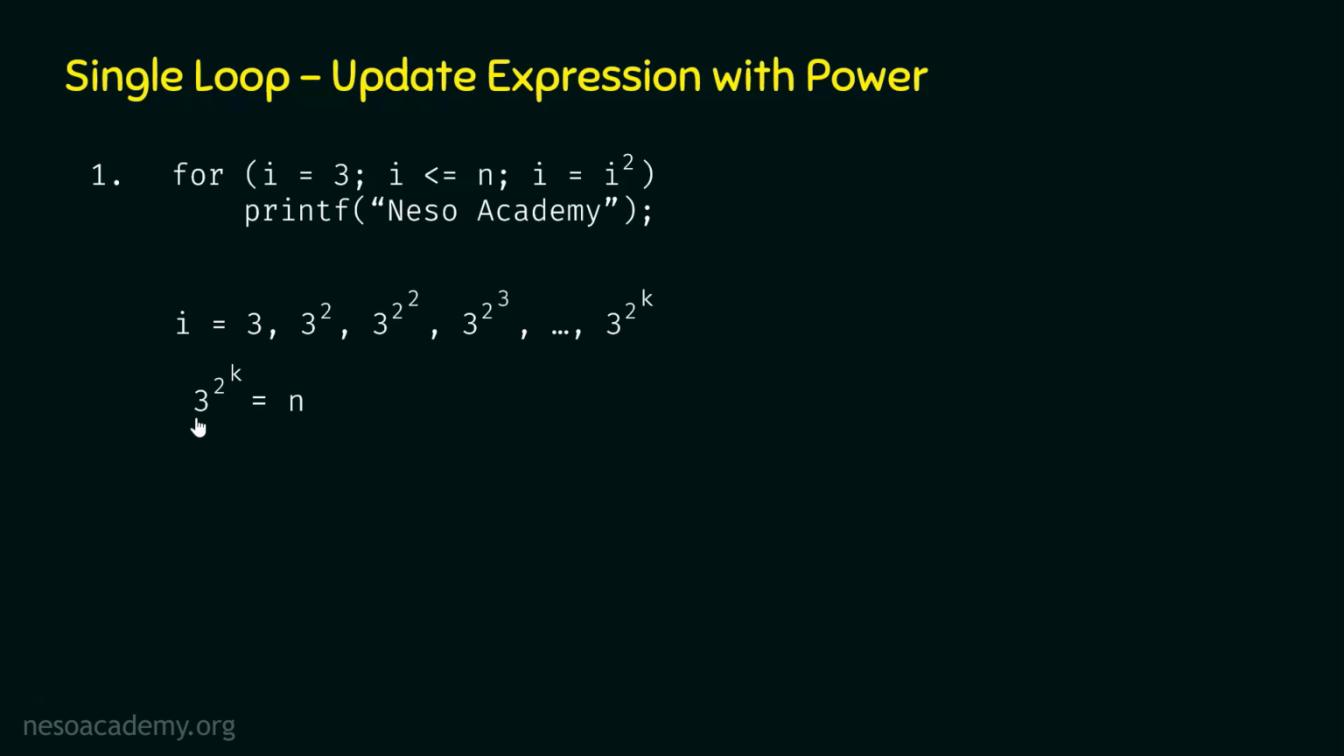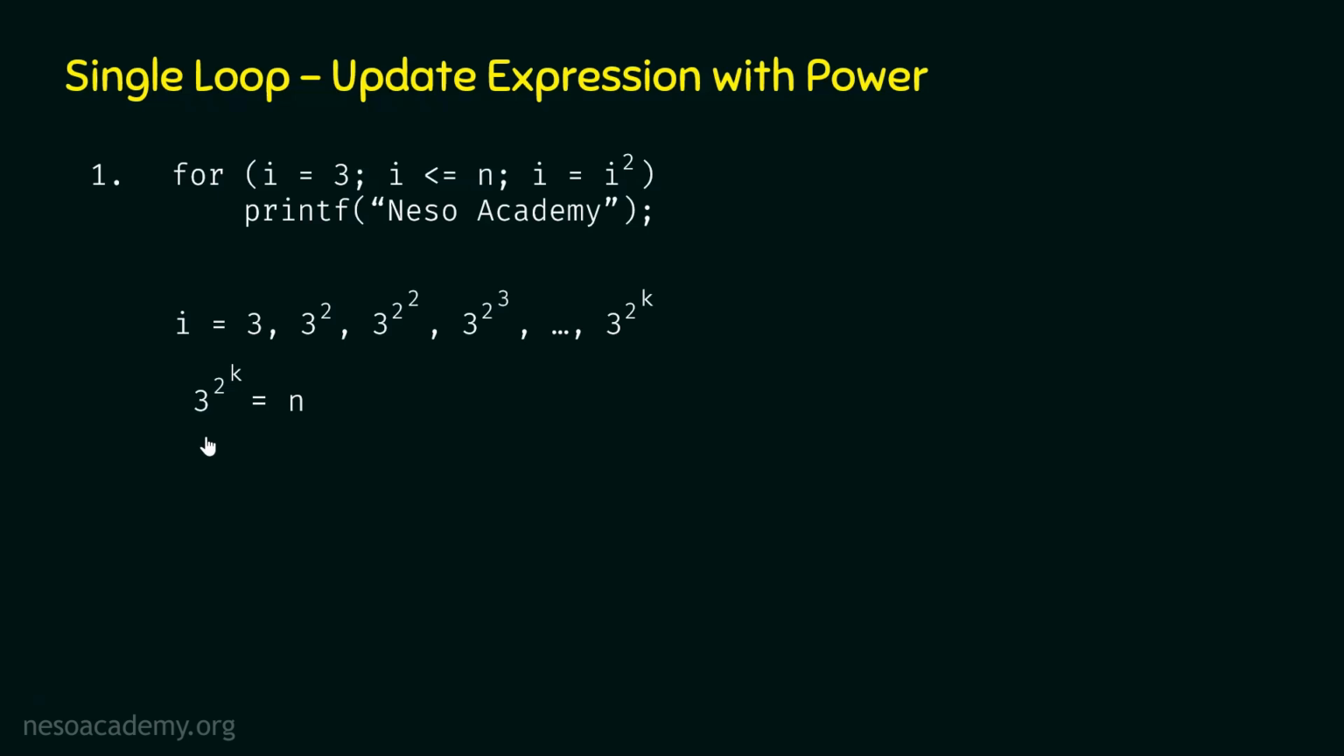Let's apply log on both sides for the first time. Let's apply log base 3 on both sides. The reason is, here we have constant as 3. If we take log base 3, then eventually we will get log 3 power 2 power k base 3. 2 power k will come in front of log 3 base 3, and log 3 base 3 is 1. It is easy to find the value of log 3 base 3.